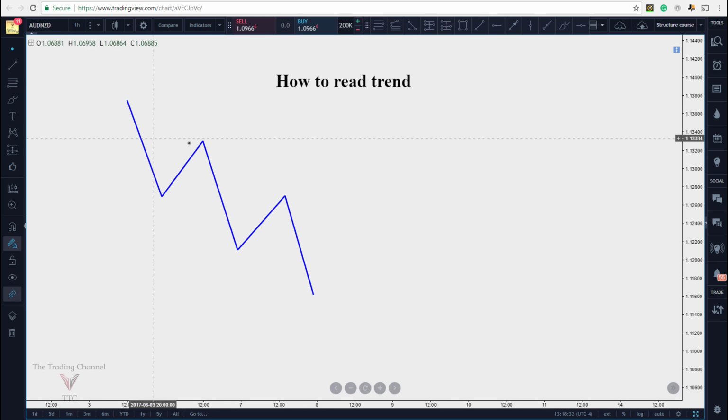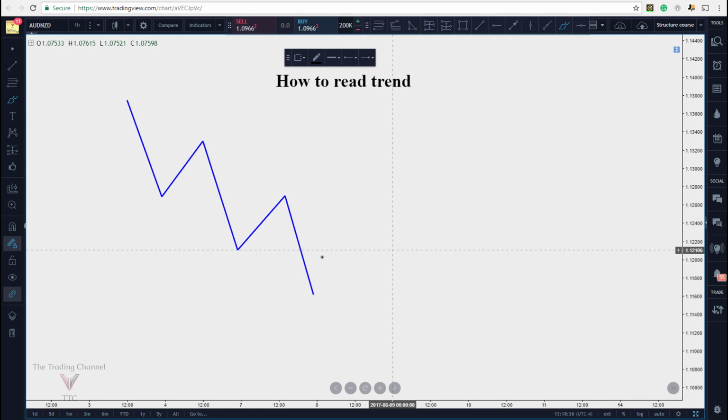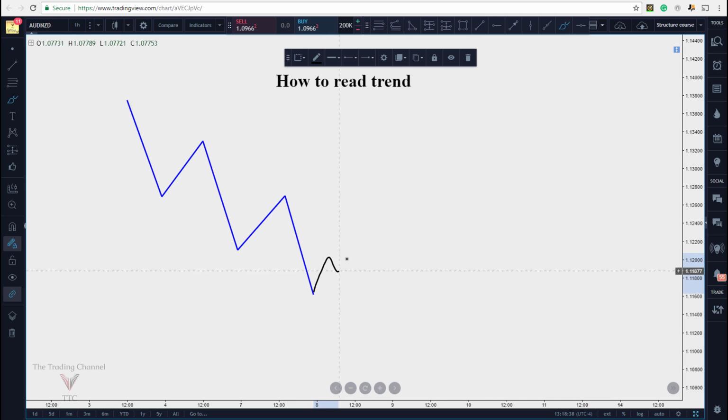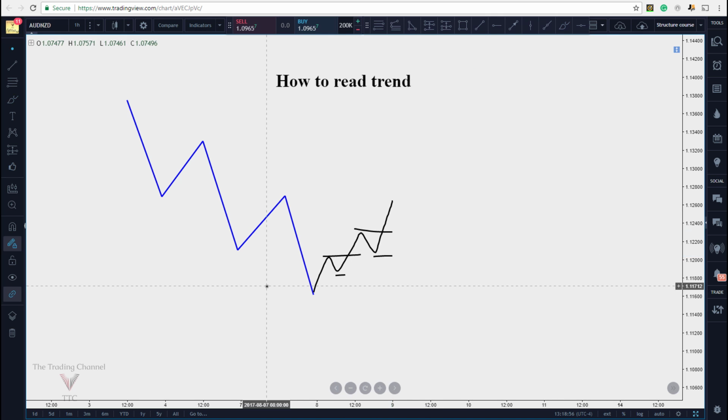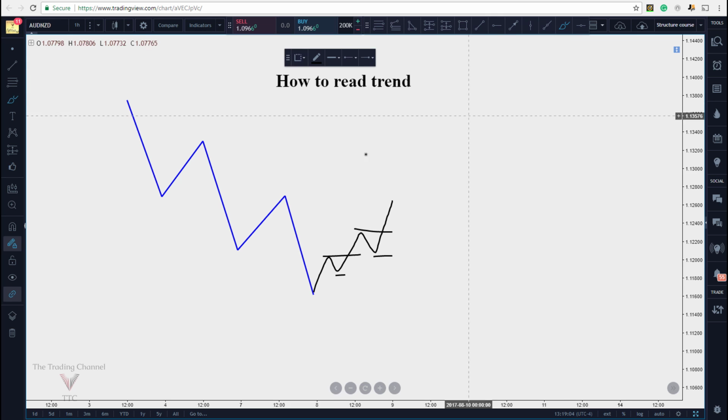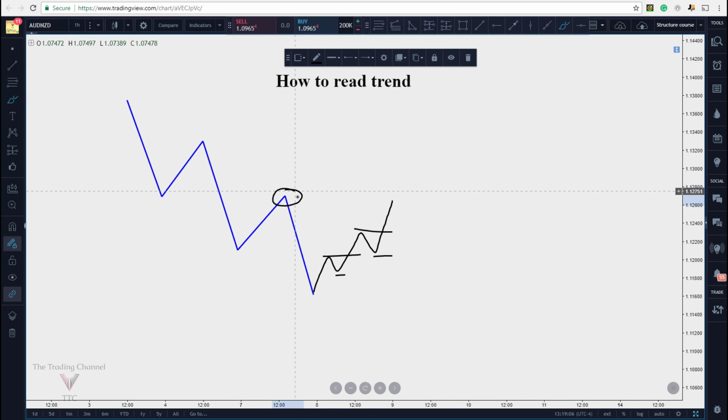What if we have a market that looks like this, and then all of a sudden we get a pullback that looks like this? Is that not now an uptrend? We have a series of higher highs and higher lows. Is that not considered an uptrend? And for me, the answer is no. See, we still have not broken above our previous structure high, which is here.